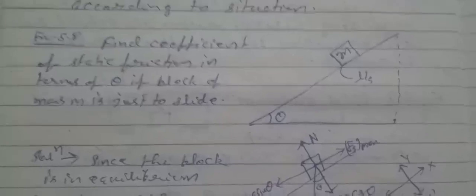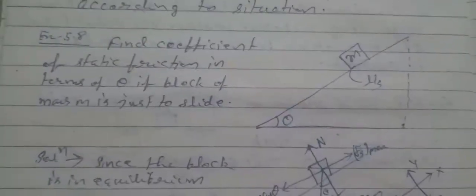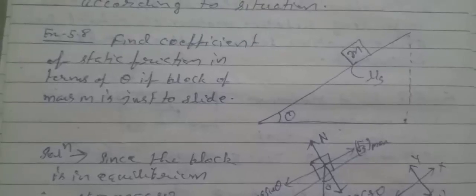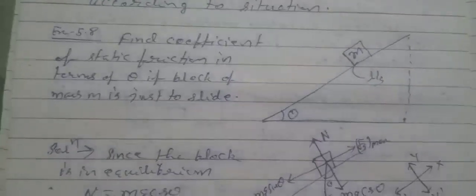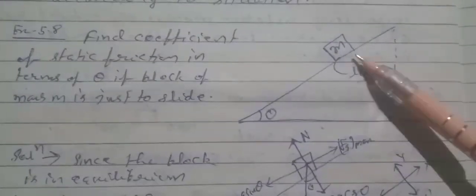Now see another example. Find the coefficient of static friction in terms of theta if a block of mass m is just about to slide. The situation is shown here. A block is resting on a sliding surface, and the block is just about to slide, meaning at present it is at rest. If we push it with a small force, it will start to slide, but it is at rest at present.